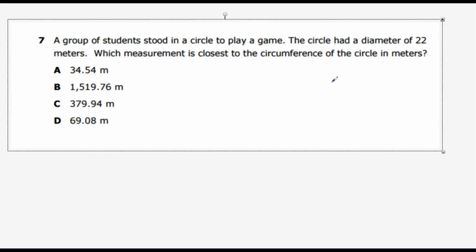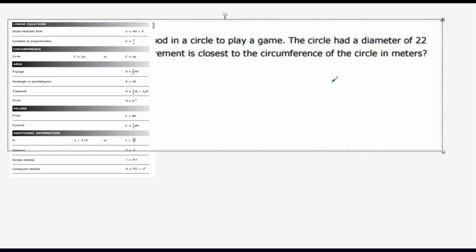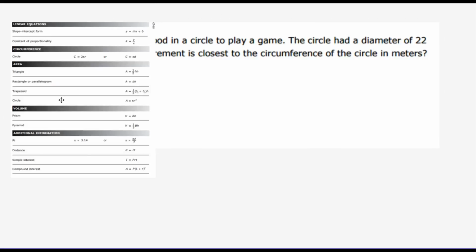Okay, number 7. A group of students in a circle play a game. The circle has a diameter of 22 meters. What's the closest circumference of the circle in meters? Okay, a question about shapes. So I need my formula chart. There it is. So helpful, so helpful.